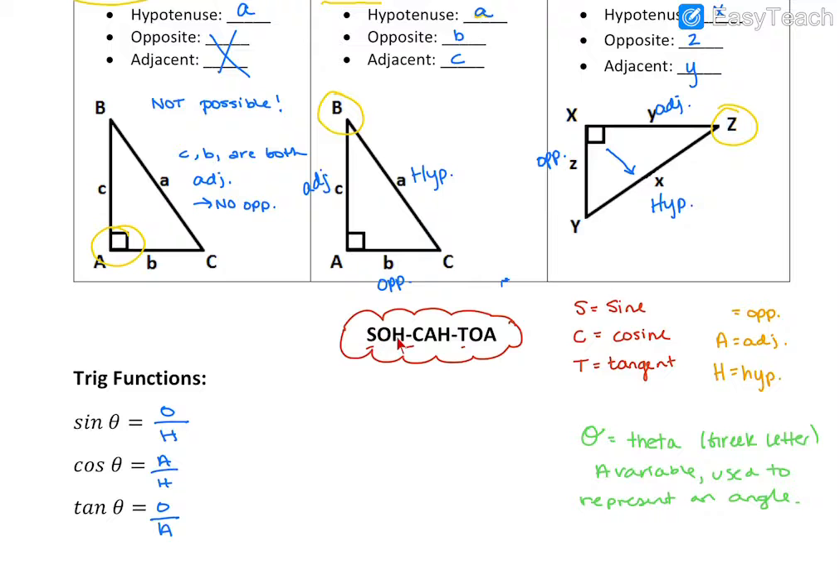S is O over H. Sine is opposite over hypotenuse. Cosine is adjacent over hypotenuse. Tangent is opposite over adjacent. So I can fill all of these in order to do that. You're probably like, well, how does this even help us? So if we go to the next page, we're going to do a couple examples and actually figure out how we can figure out what these measurements are.